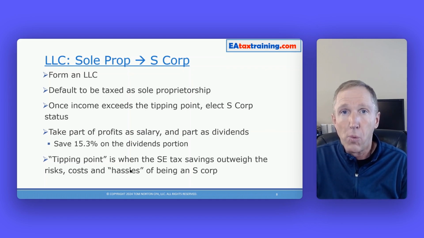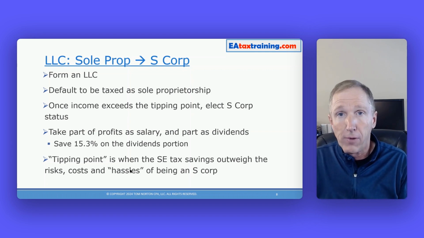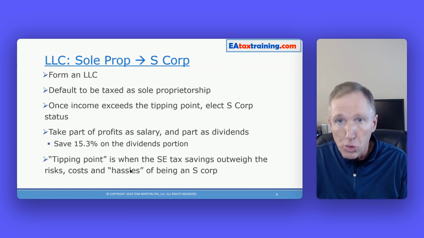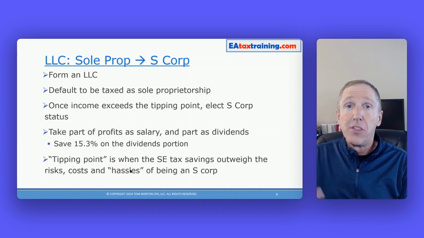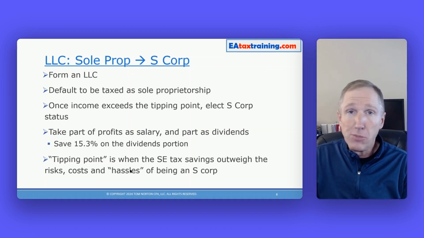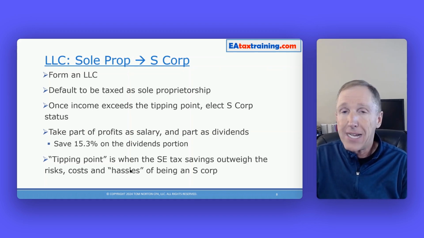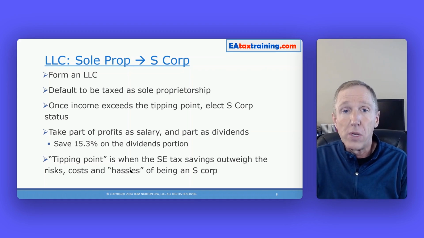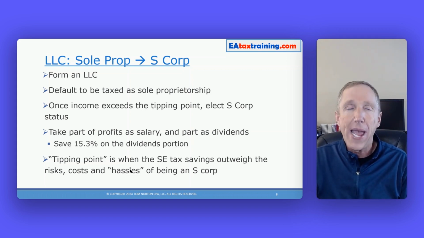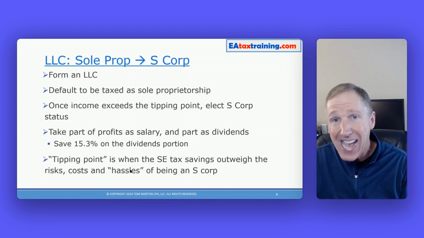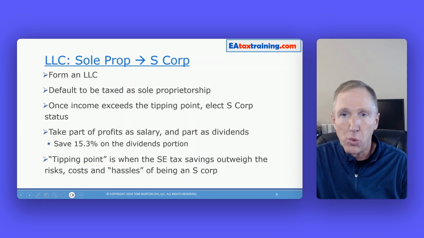So it's like working for Walmart. You get your salary for working for your company, so you do pay the 15.3% on that. But the dividend portion is not subject to Social Security and Medicare tax, so you don't pay the 15.3% on that. And the tipping point then is when this savings of self-employment tax outweighs the risks, the cost, and the hassles of being an S corporation.